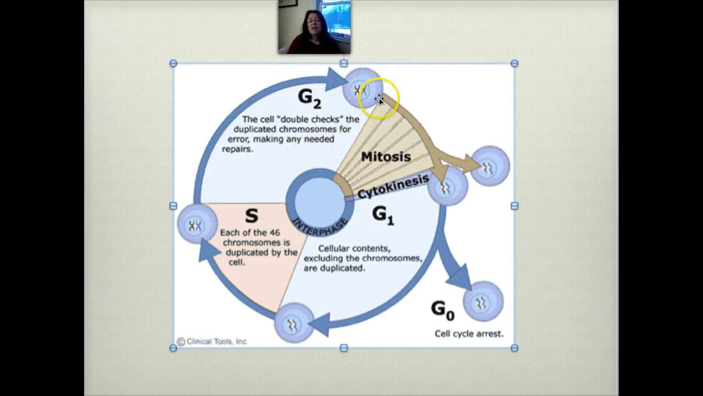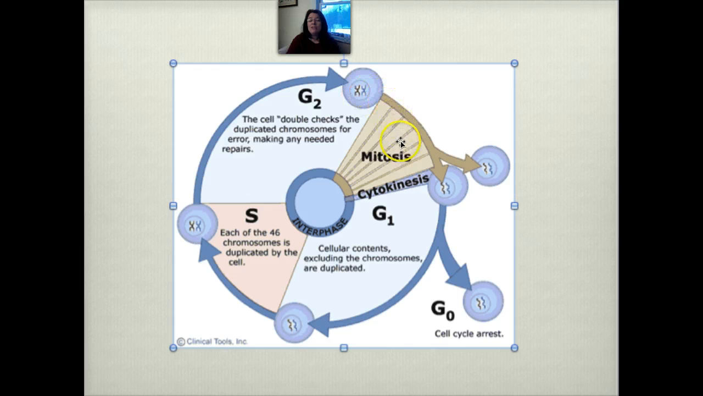If we were to look at the cell at the end of G2, not a whole lot would change. The cytoplasmic contents would be completely doubled, but it would be something we couldn't see. And again, we would have two full copies of DNA, but it would be something that we couldn't see.